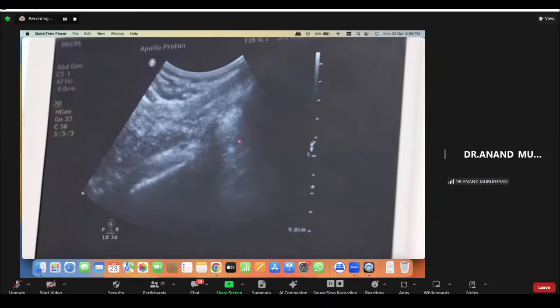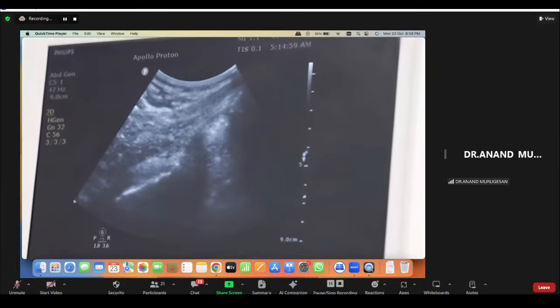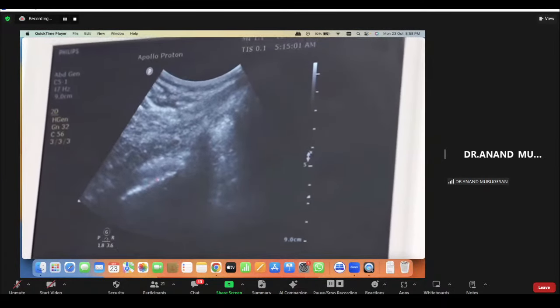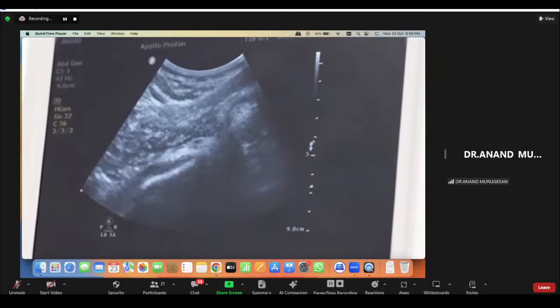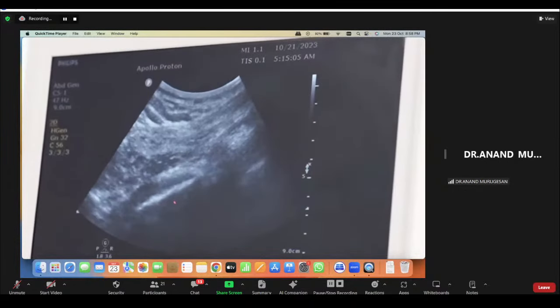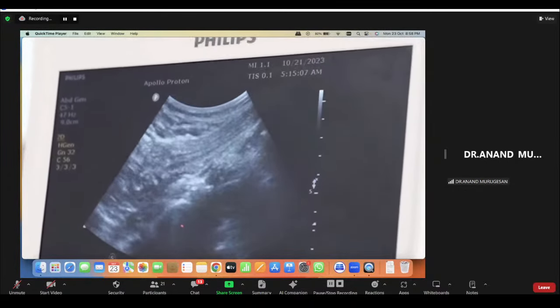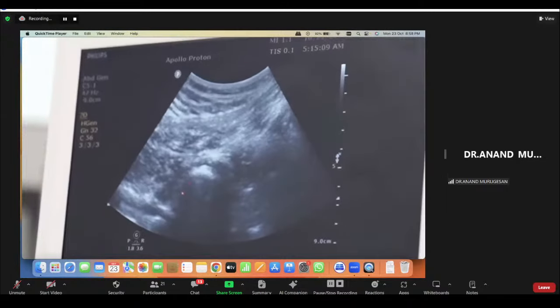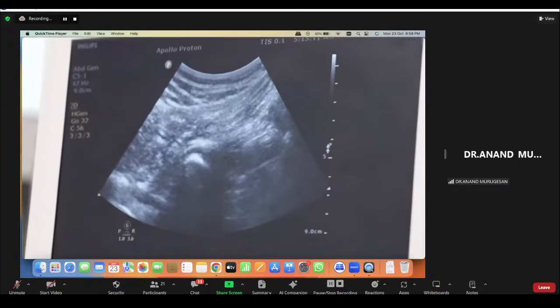So now, having seen the pudendal nerve at the ischial spine level, you keep the ischial spine as the center. So now the straight ischial line has become a curved one. Can you see the curved one? This is the ischial tuberosity.